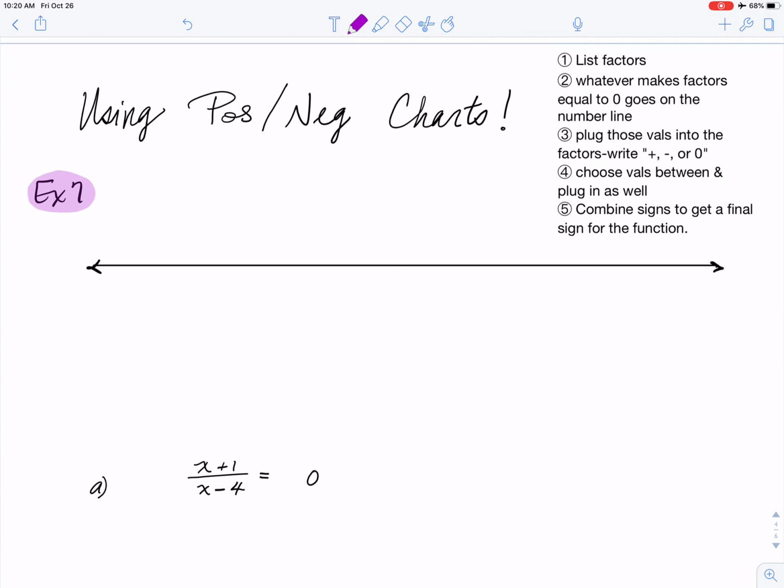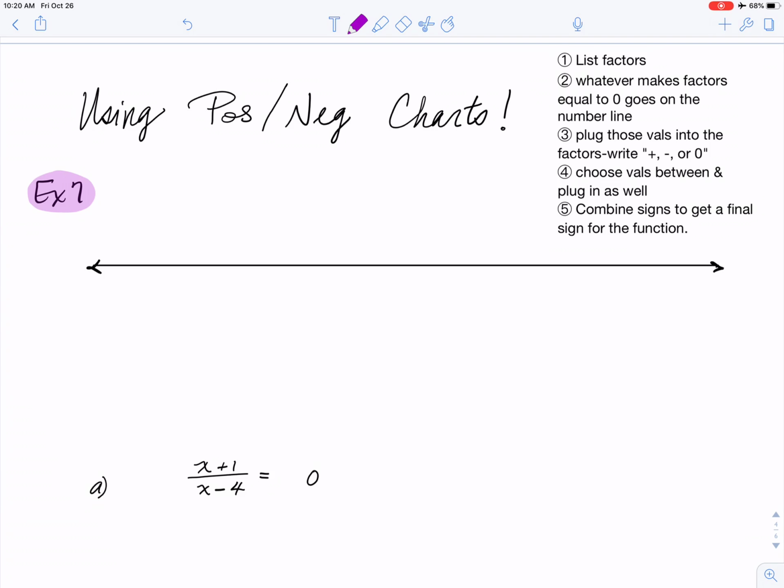During this video, you're only going to be working with the Pos Neg chart. Come to class and we'll actually talk about how to use our completed Pos Neg chart to finish up parts A, B, and C.